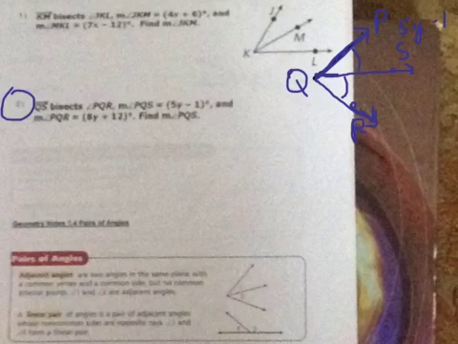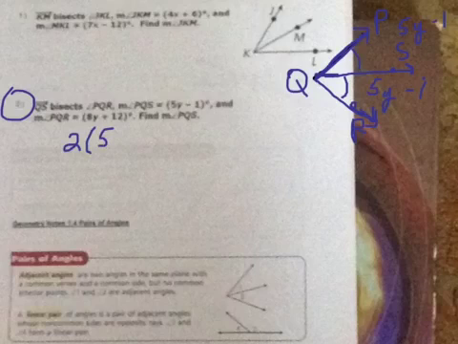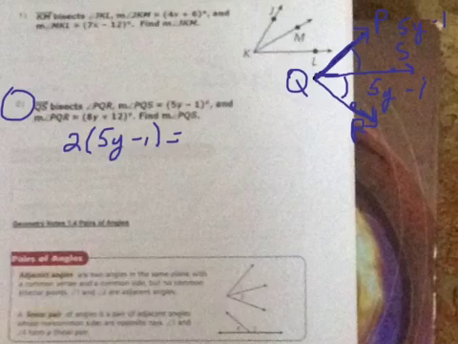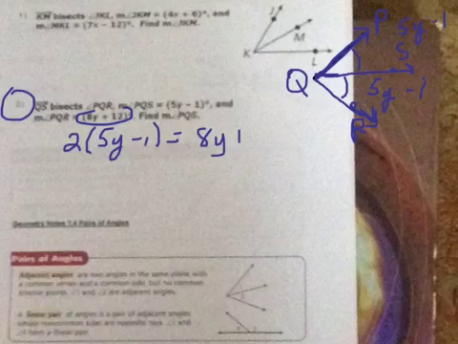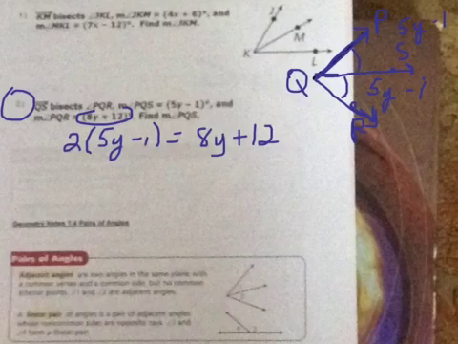Well, if you think about it, if these two angles are equal, then if this one's 5y minus 1, then also SQR is 5y minus 1. So I could say, well, 2 of those 5y minus 1s would add up to the whole PQR, which they told us PQR is this 8y plus 12. So since they're equal, if I multiply it by 2, it's going to be equal to 8y plus 12. So we can solve for y here.